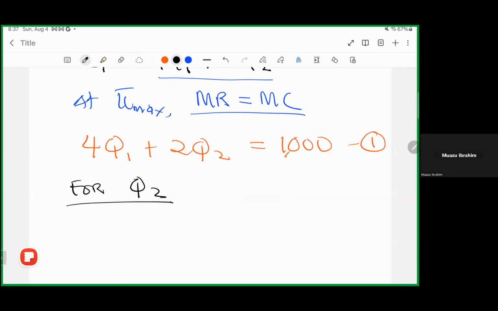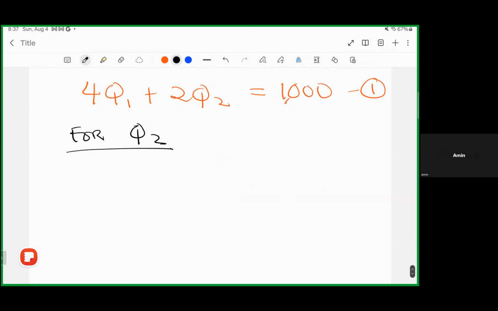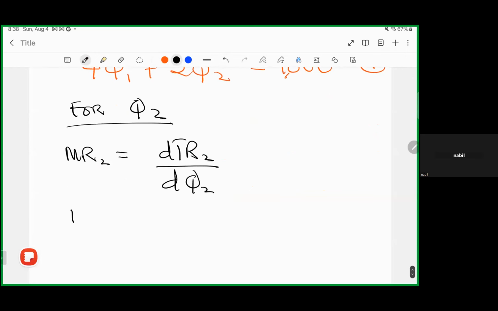Now let's look at the second one, for output 2. We repeat the same process. We look for the marginal revenue, and we also look for the marginal cost. So the marginal revenue for 2 is the same thing as the TR2 all over the Q2, which will be equal to 800. And what is the total revenue for this one? It was 800 Q2.